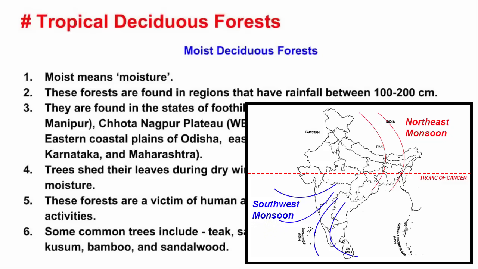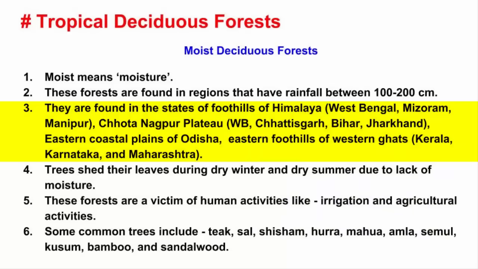So they are found in the states of West Bengal, Mizoram, Manipur, Chhattisgarh, Bihar, Jharkhand, Odisha, Kerala, Karnataka and Maharashtra. Carefully look at these places. These are foothills of Himalayas, that is West Bengal, Manipur and Mizoram region. Then parts of the Chota Nagpur plateau, where Odisha, West Bengal, Bihar and Chhattisgarh comes. The eastern coastal plains, that is Odisha, and eastern foothills of Western Ghats.